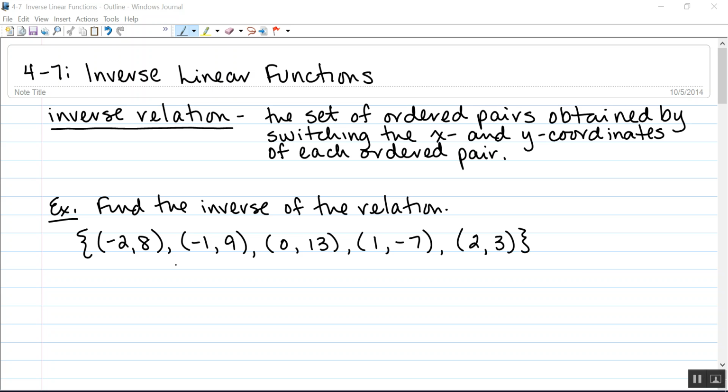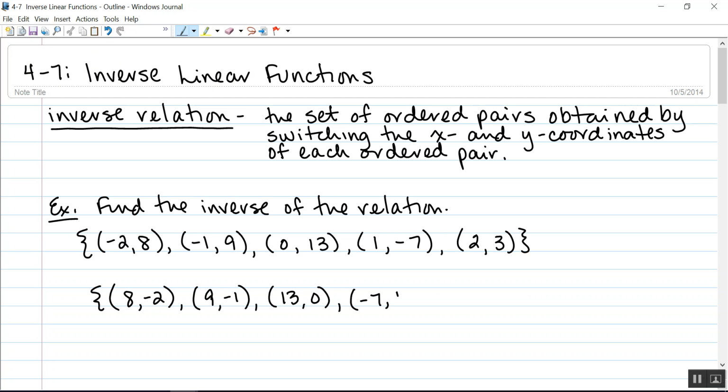Notice we have a set of 5 ordered pairs. So to find the inverse, we're just going to take each ordered pair and switch the x and the y. So my first ordered pair, instead of being negative 2, 8, is going to be 8, negative 2. My second ordered pair will be 9, negative 1. My third, 13, 0. My fourth, negative 7, 1. And my last, 3, 2.